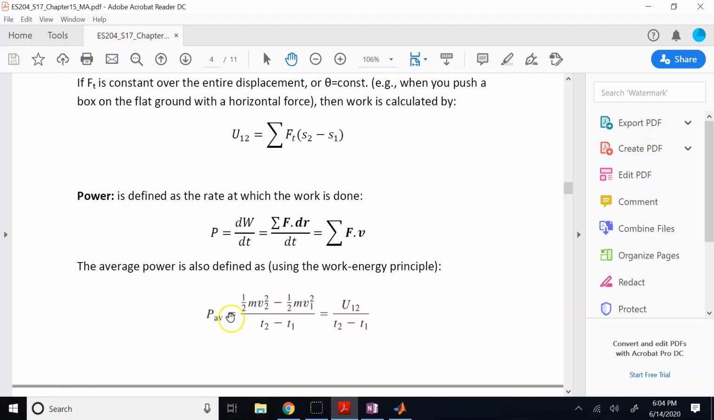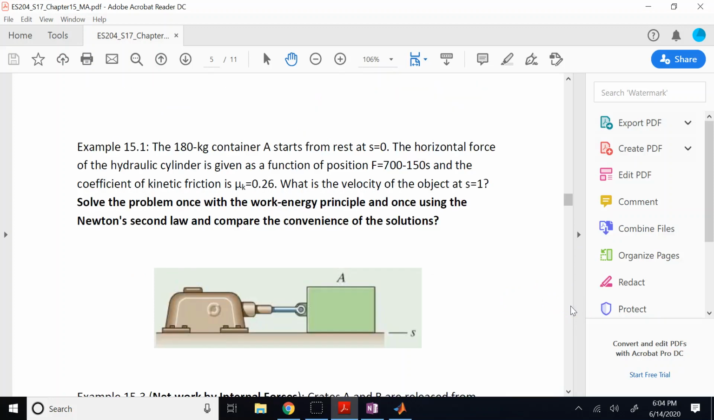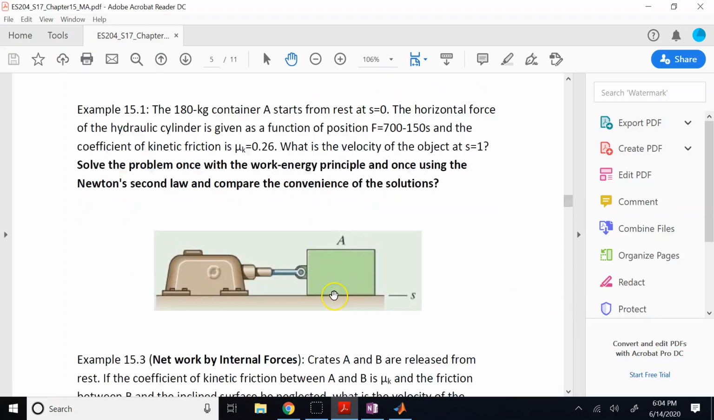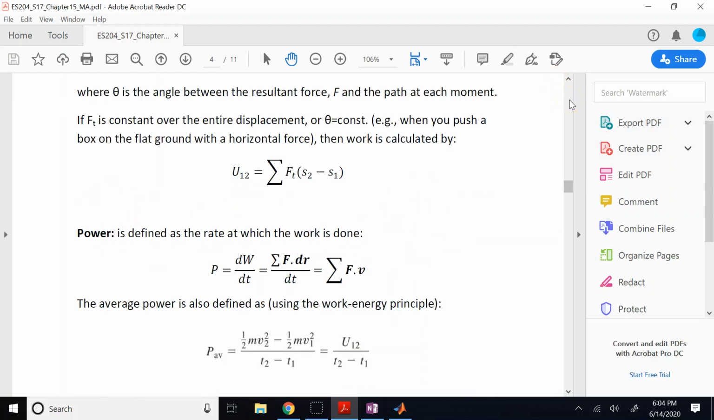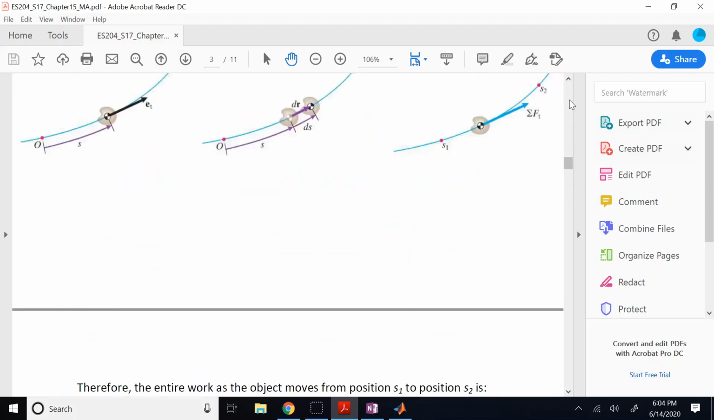So this is the average power, and again, it is defined for the time between two time points. This is the instantaneous power, which is defined for any time point, like velocity average and instantaneous, or acceleration average and instantaneous. We also have power average and instantaneous. Okay, so hopefully I could clarify.